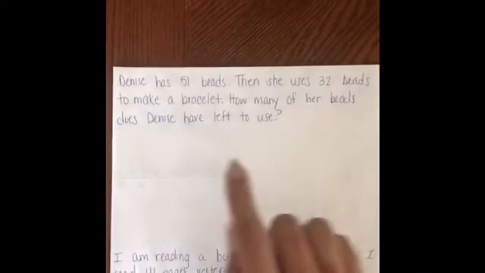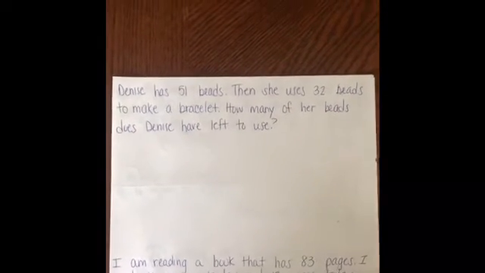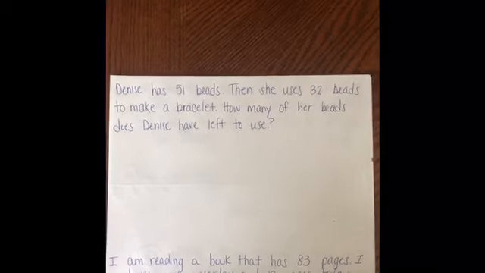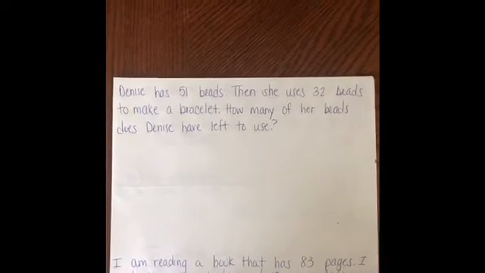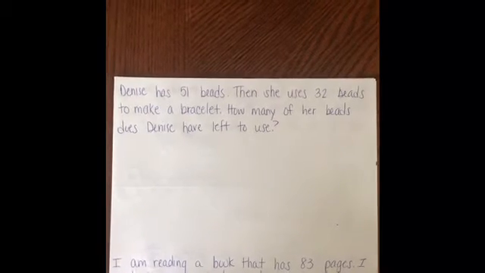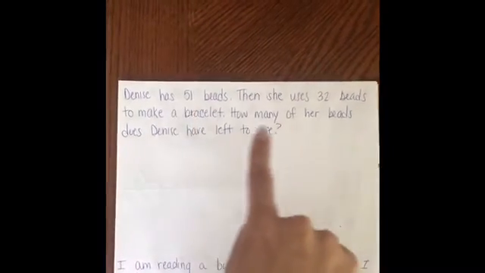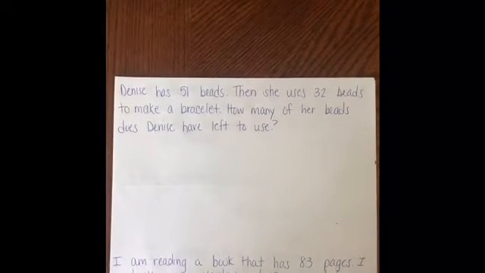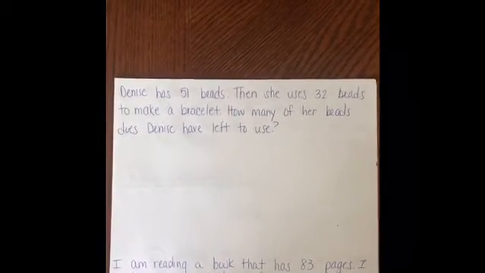All right, so the first one says, Denise has 51 beads. Then she uses 32 beads to make a bracelet. How many of her beads does Denise have left to use? So I see two numbers again, which tells me I'm going to have one step. Now I need to figure out if that step is going to be adding or subtracting.